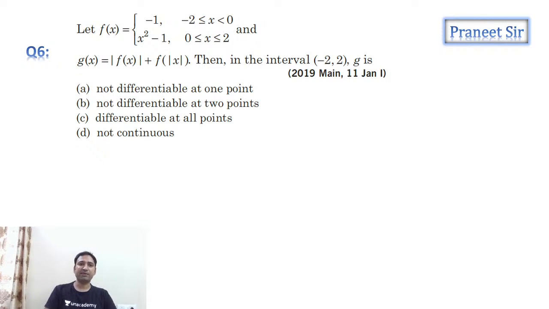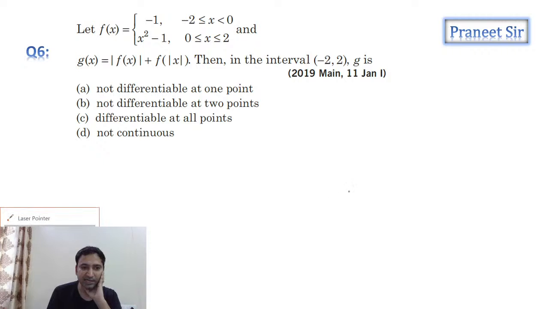So this is the next question we have. f of x is equal to minus 1 when x is lying between minus 2 to 0, and x square minus 1 when x is lying between 0 to 2. Then g of x in the interval minus 2 to 2, differentiable or non-differentiable. So the best way we can solve this question is to draw the graph of g of x. But before that, let's discuss the graph of f of x, guys.